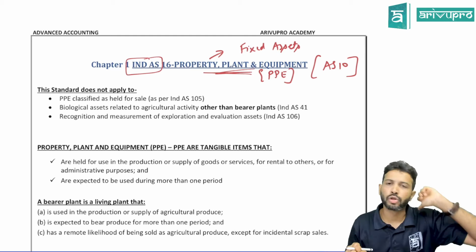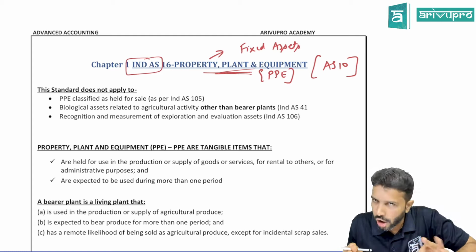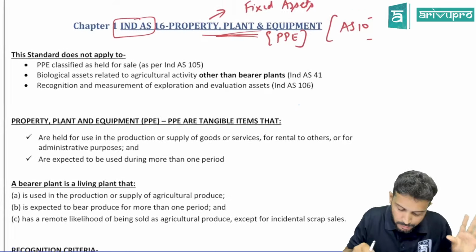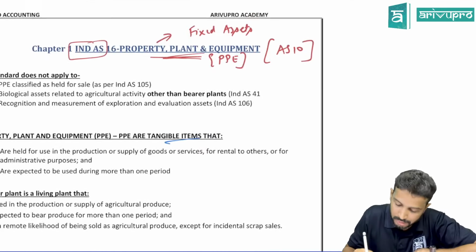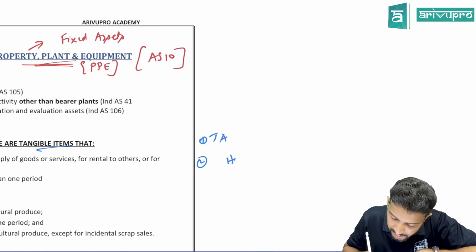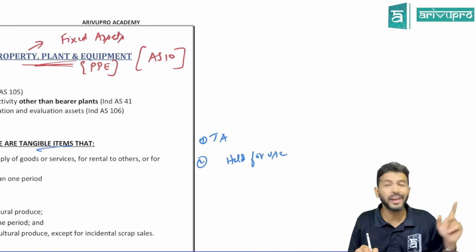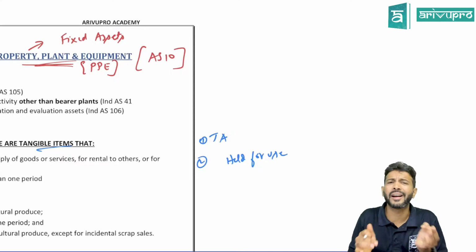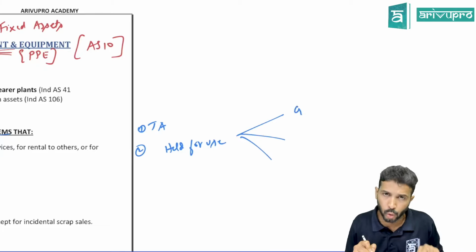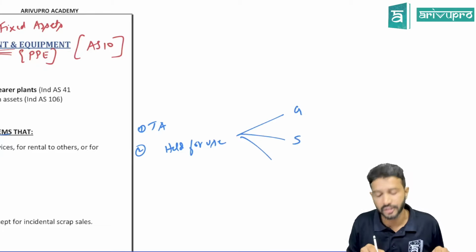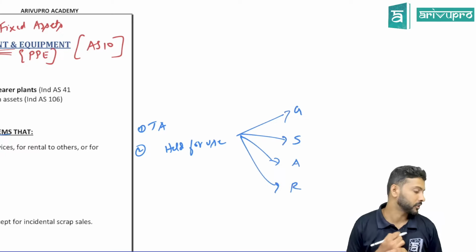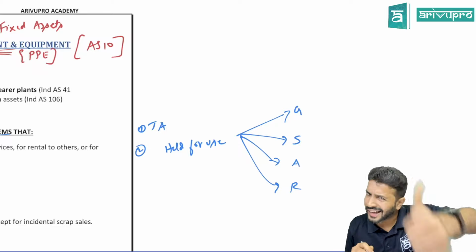So first, coming back, if you want to call a component property, plant and equipment, it should satisfy 3 features. 1, it should be a tangible asset. Second, it should be held for use, meaning you should hold that property, plant and equipment for a particular usage. That usage could be either in the production of goods, or for rendering a service, or for administrative purpose, or for rental purpose.